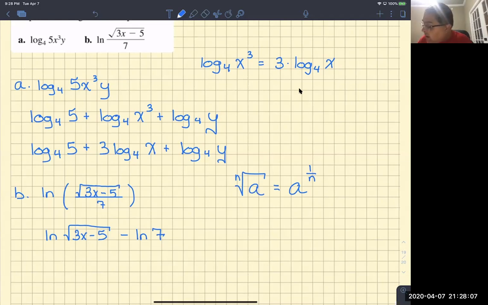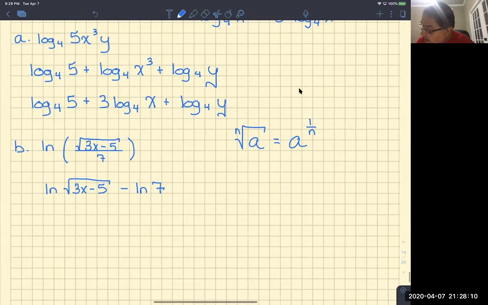So what I would do in this problem is rewrite the square root of 3x minus 5 as 3x minus 5 to the 1/2 power. Now, why did I do this? Well, now that I have an exponent, what can I do? What does the power rule say? It says that I can bring the exponent to the front.